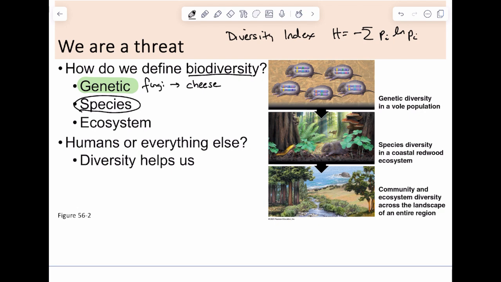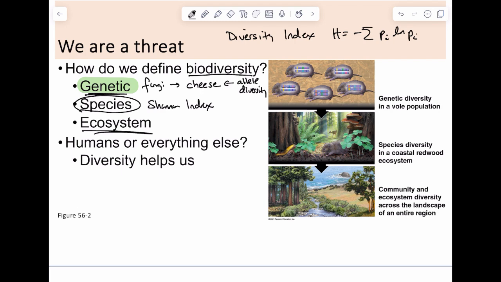So sometimes some of these seem rather esoteric, but there can be financial consequences to these. So genetic diversity is what alleles exist. We don't care about genes, the genes are going to be the same. This is looking at the allele diversity. Species, obviously, that's the Shannon diversity index.